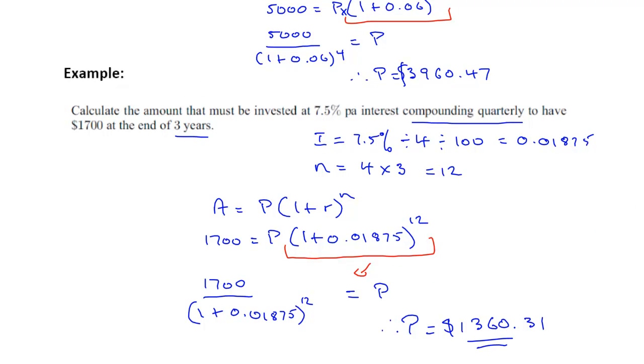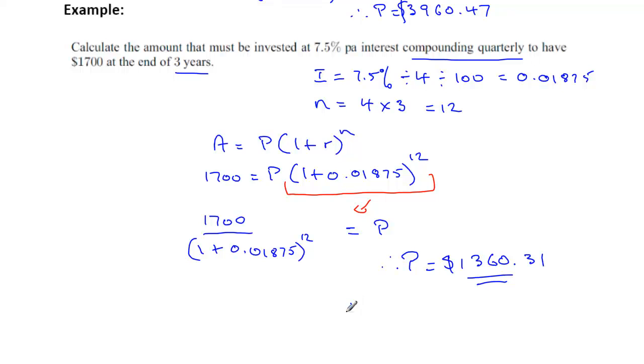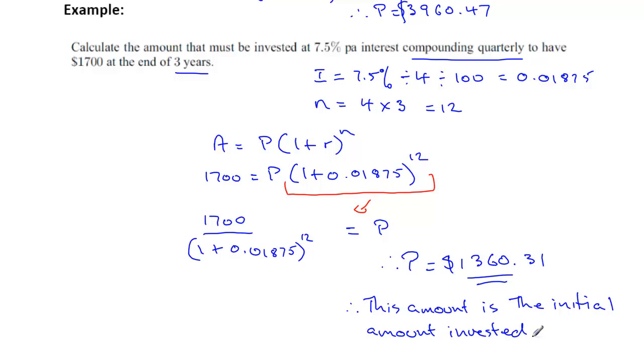Now in an exam you really should say, therefore, this amount is the initial amount invested. And that will answer the question as to calculate the amount that must be invested.